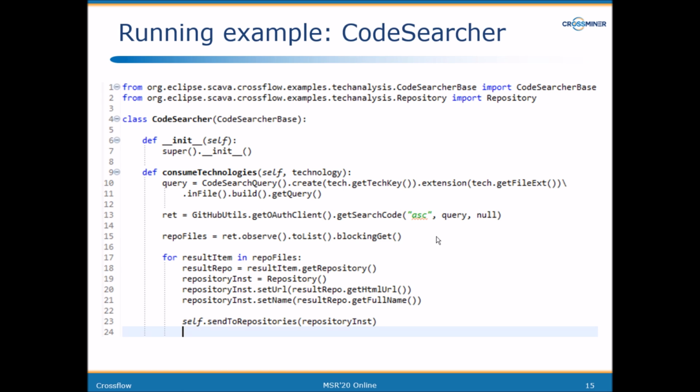Finally, we can see an example of a task implemented in Python, the CodeSearcher task. Similarly, the specifics of the code do not matter, but we can see that the task reads technology elements, consuming them from the technologies queue, and sends repository elements to the repositories queue.